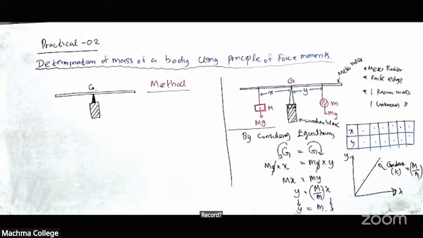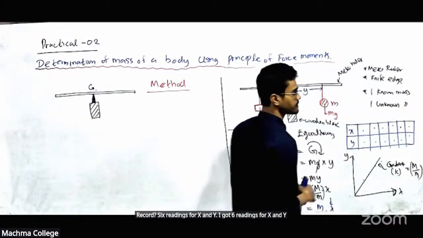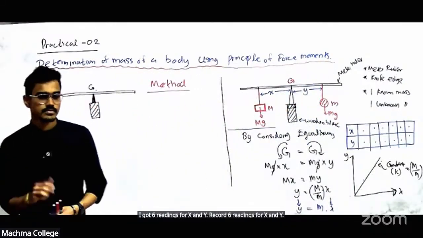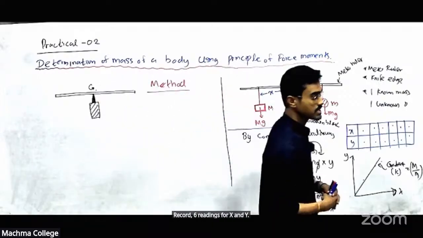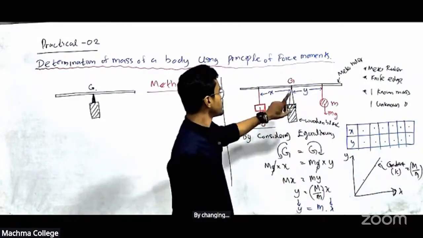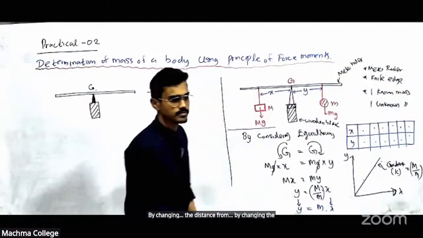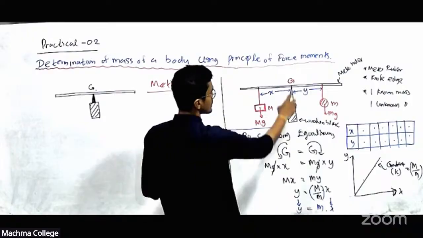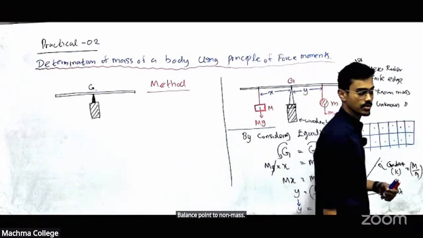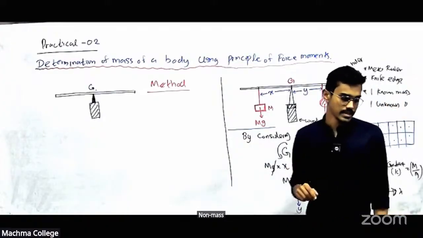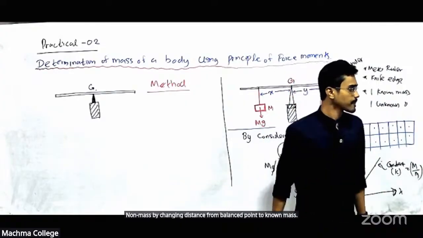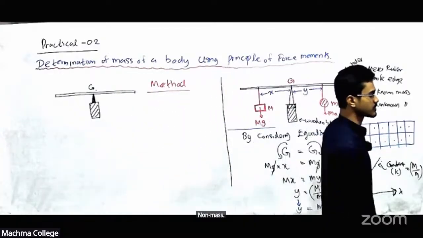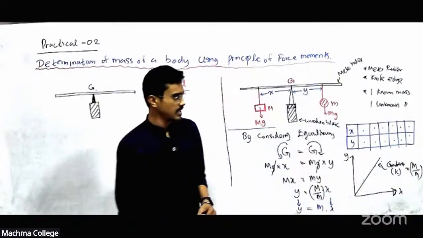Record 6 readings for X and Y by changing the distance from balanced point to known mass. Within brackets, X.